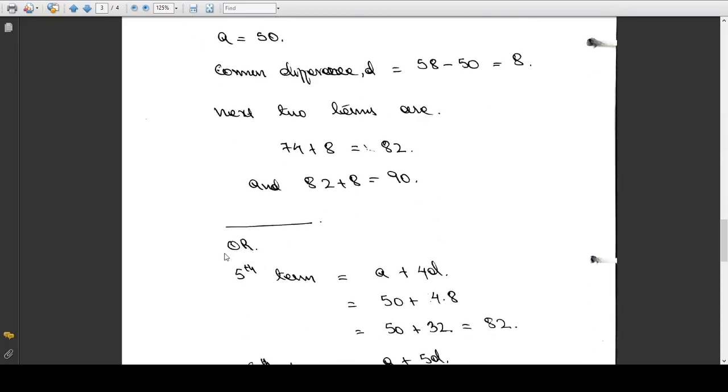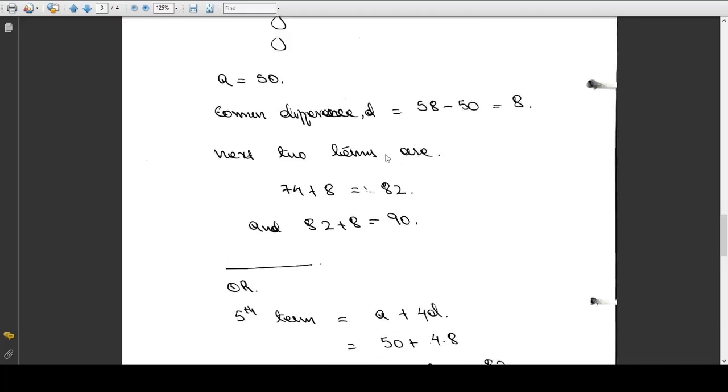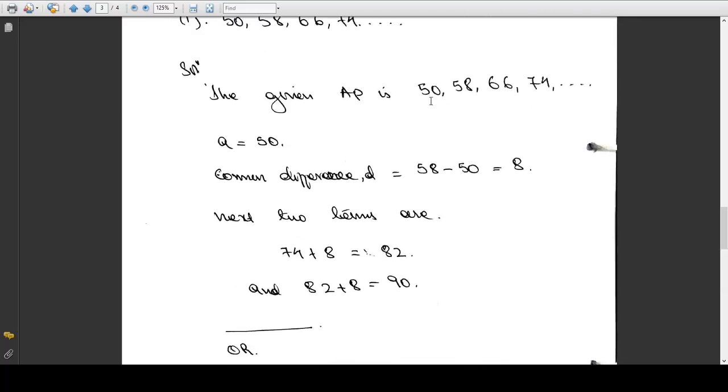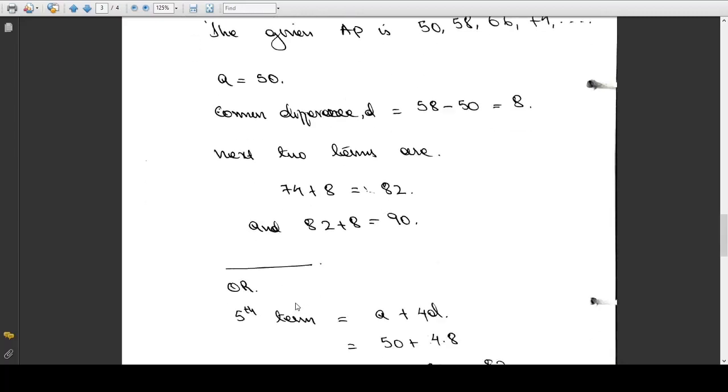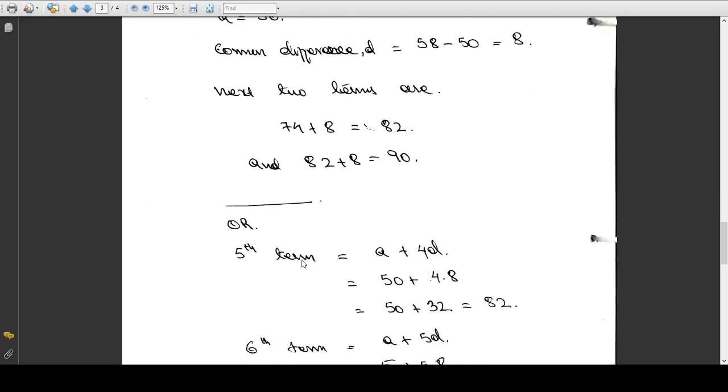Or you can use the formula also. We have to find the next two terms. This is the first term, second, third, fourth. Now we have to find the fifth term. The fifth term is given by a plus 4d. If you have to find the sixth, you put 5d. That means here actually the formula is the nth term is a plus (n minus 1)d.